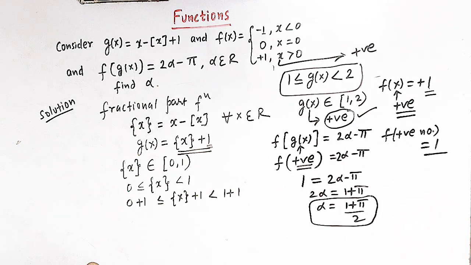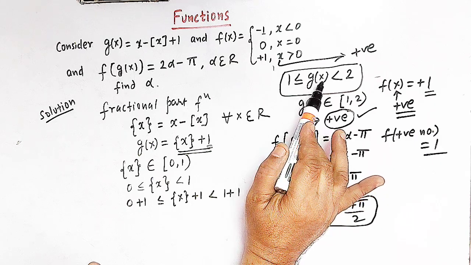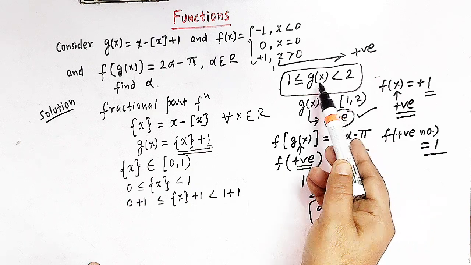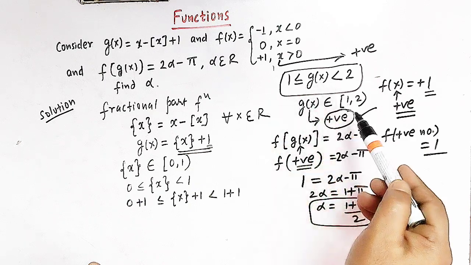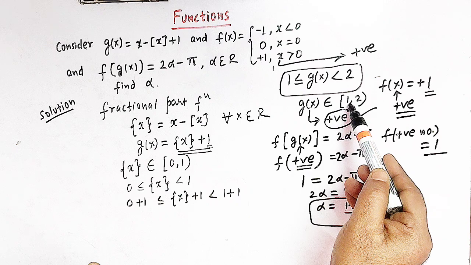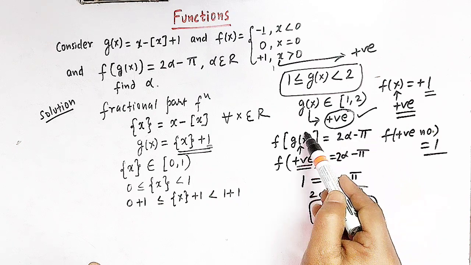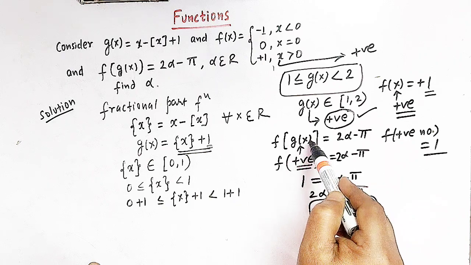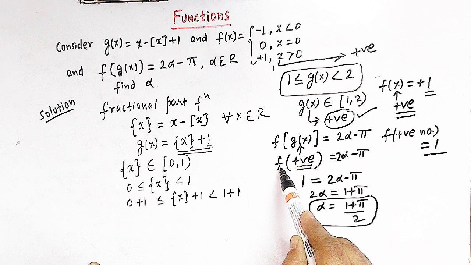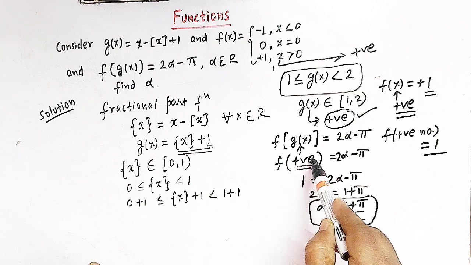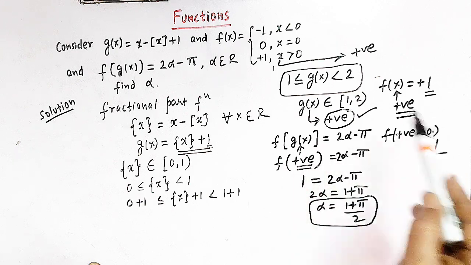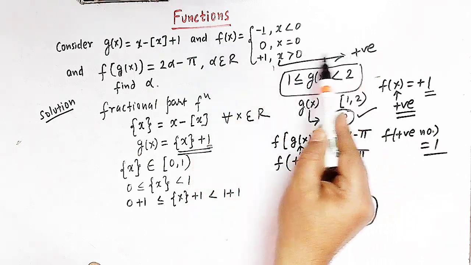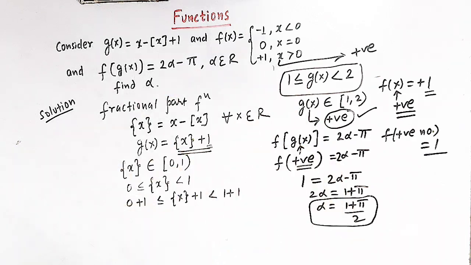And it is important to note that g of x cannot be equal to 0 for any value of x belonging to R, because g of x belongs to the interval 1 comma 2. So we cannot have g of x equal to 0. So g of x is always going to be positive, and f of some positive number should be equal to 1, because f of x is defined as plus 1 for all positive x, that is, x greater than 0.